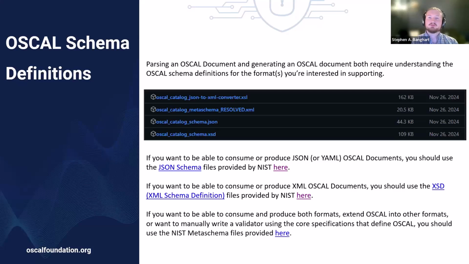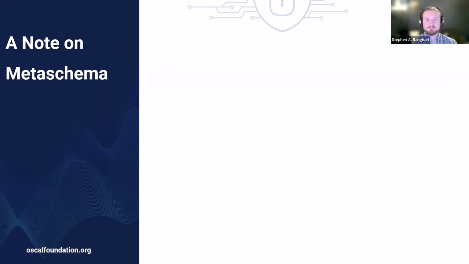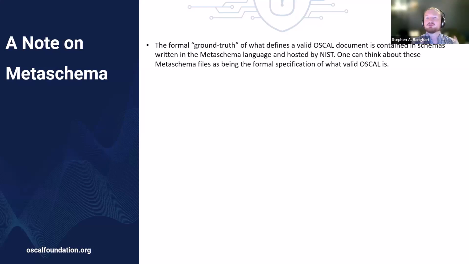If you want to implement both XML and JSON, there's a couple approaches available for you. One is to implement both the JSON schema itself alongside the XML schema, do them both at the same time. However, a more pure approach might be to follow the metaschema file, which is a kind of level above both XML and JSON. And this metaschema file is the ground truth.